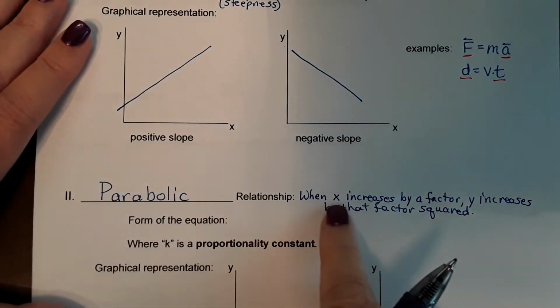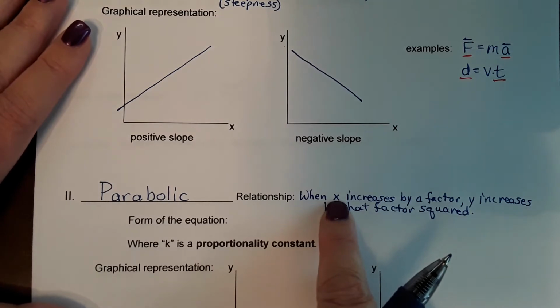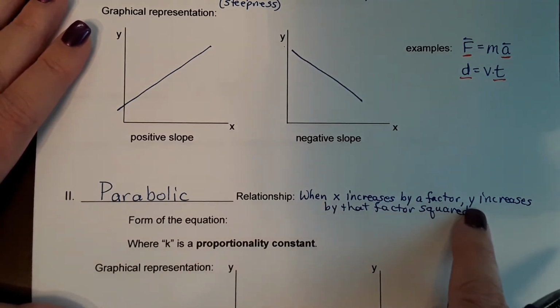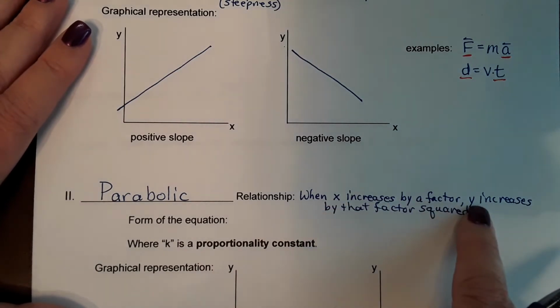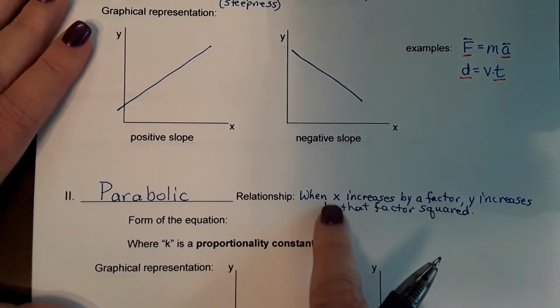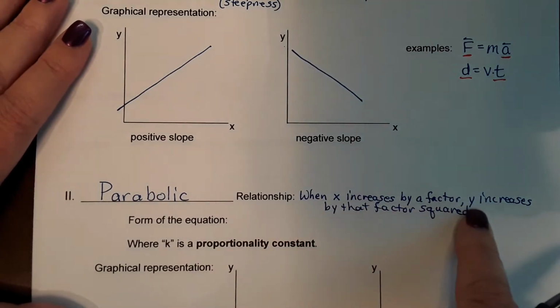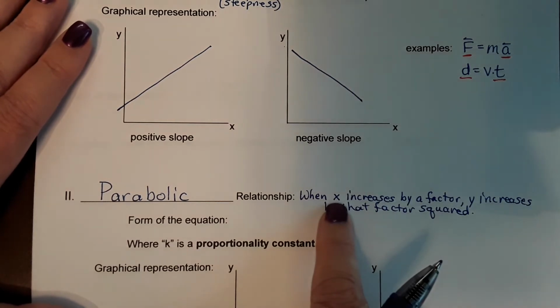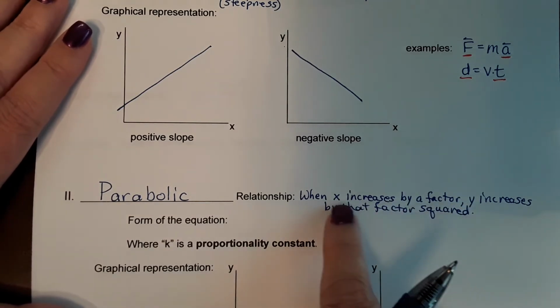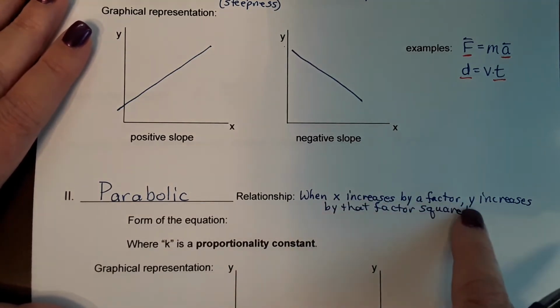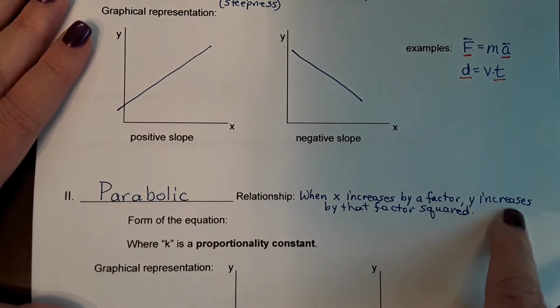So if you double x, or multiply x by a factor of 2, y is going to increase by a factor of 2 squared. If you triple x, y increases by a factor of 3 squared. If you multiply x by a factor of 4, y increases by 4 squared. If you multiply x by a factor of 1/2, then y changes by a factor of 1/4. So whatever x changes by, y changes by that factor squared.